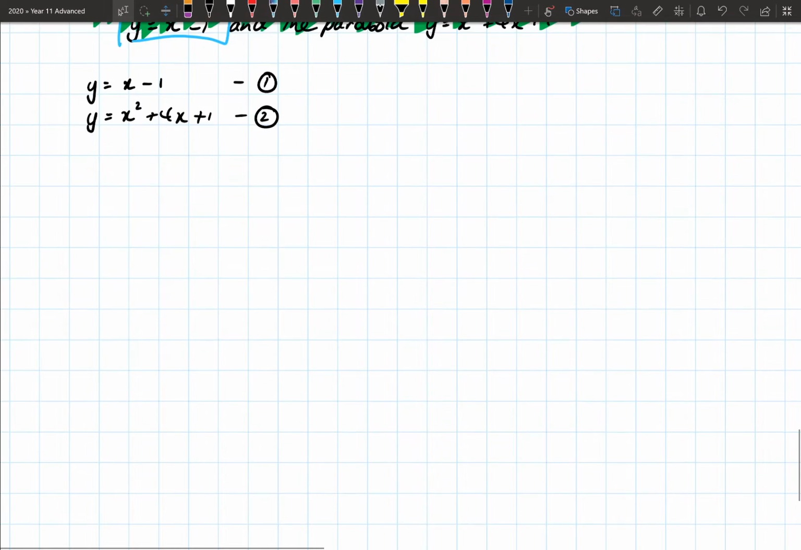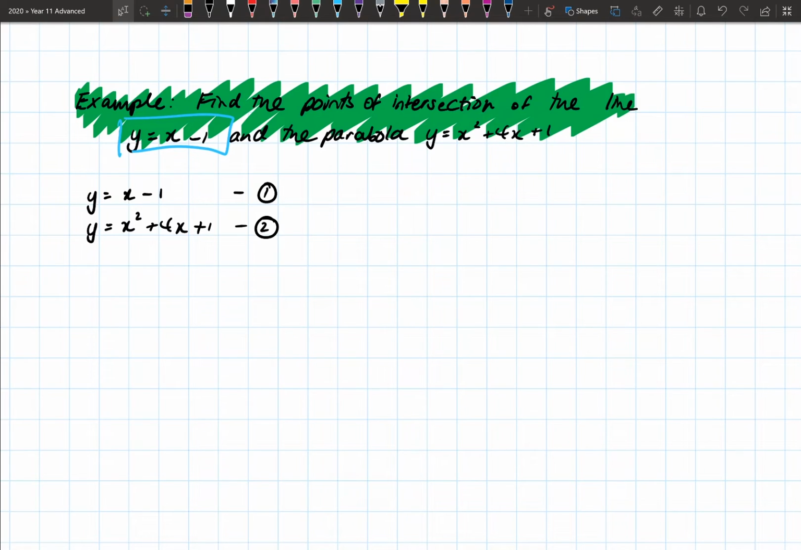Now, if I want to find the points of intersection, just like I did in the previous question, I'm going to solve these two simultaneously. What you notice is that y is all by itself on one side. So I'm going to use the substitution method. Now I did it a different way in the previous one, but I'm going to do it the way we've been doing it for the last while. So I'm going to sub 1 into 2.